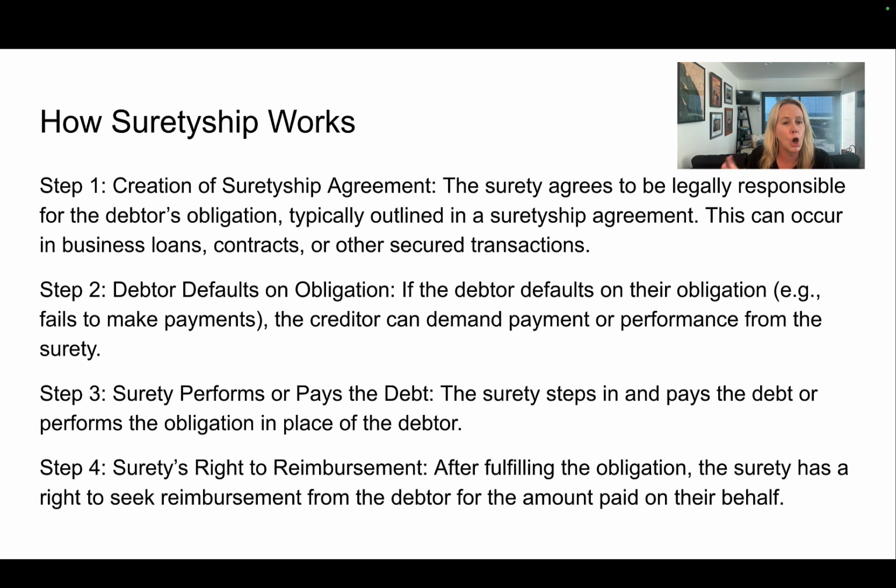If you think about co-signing a loan or a loan guarantor, when someone co-signs a loan for you and you default, the bank can go after the co-signer. The surety performs or steps in and pays the debt. And then after the surety fulfills the obligation, the surety has the right to seek reimbursement from the debtor for the amount that was paid.